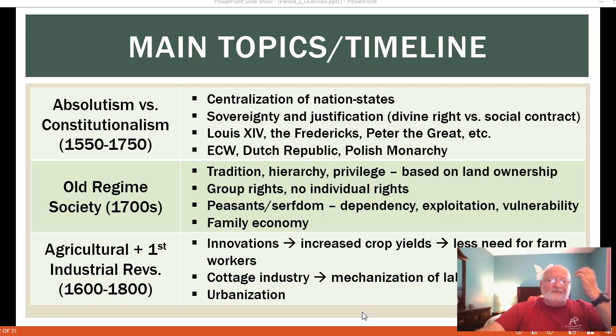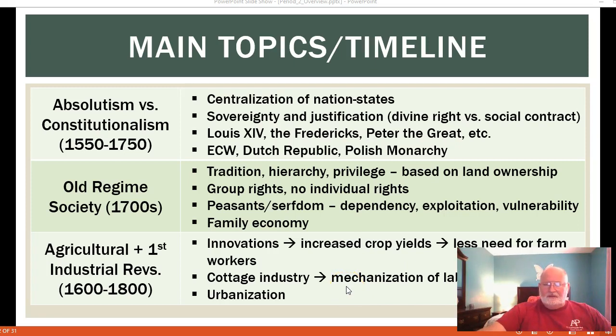Anyway, with my description: absolutism versus constitutionalism. We talked about this in the last unit. You're centralizing nation states. They're coming up, a lot of them, like France with capital in Paris, a centrally located capital. And then there's sovereignty. That's how much power the monarch has. In this country, we had popular sovereignty, where you were trying to give it more to the people. So you have sovereignty and you have the justification for that, the idea whether this is divine right or social contract.